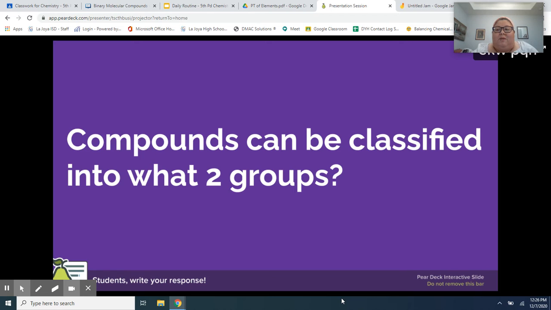What was the type of compound we talked about last week that has cations and anions?